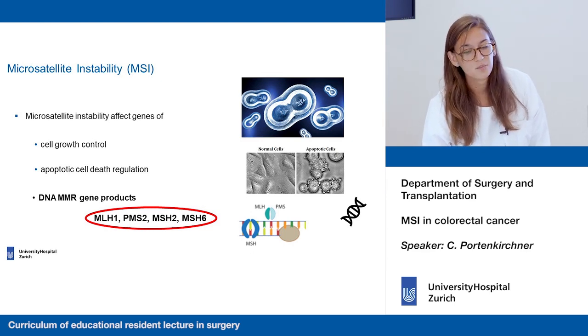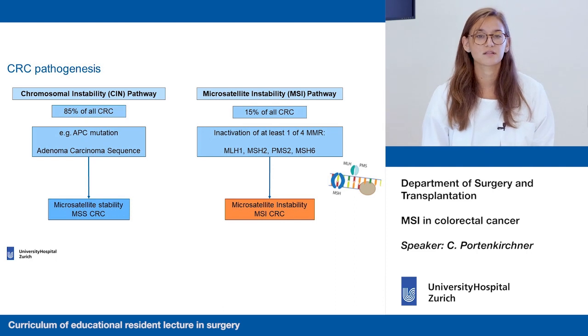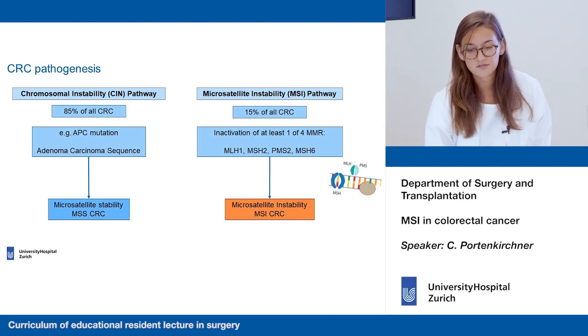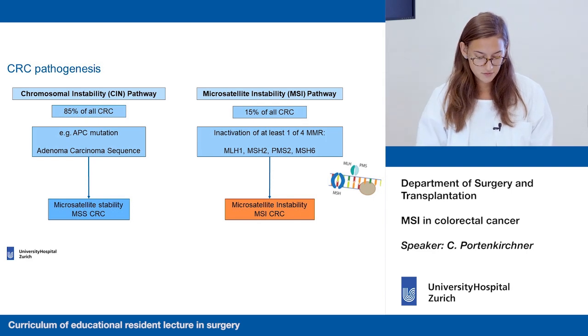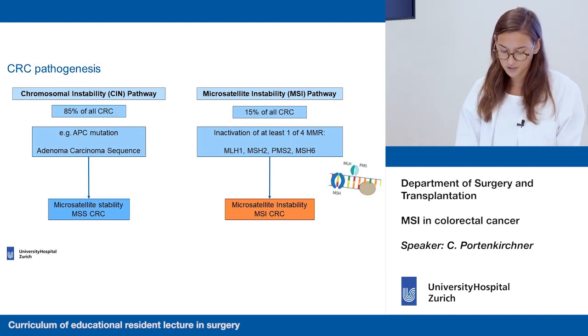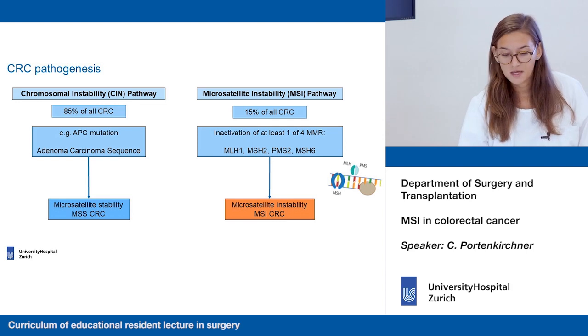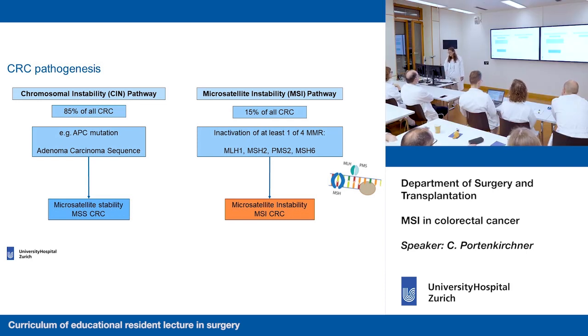In colorectal pathogenesis, we have two pathways: the chromosomal instability pathway and the microsatellite instability pathway. 85% of colorectal cancers are due to chromosomal instability, whereas 15% are due to microsatellite instability. The chromosomal instability pathway is due to the adenoma-carcinoma sequence. It refers to a pattern of mutational activation of oncogenes like KRAS and inactivation of tumor suppressor genes like p53, and this leads to a microsatellite stable colorectal cancer. Whereas microsatellite instability is due to an inactivation of at least one of the 4 mismatch repair protein genes, which are MLH1, MSH2, MSH6, and PMS2, which leads to a microsatellite unstable colorectal cancer.